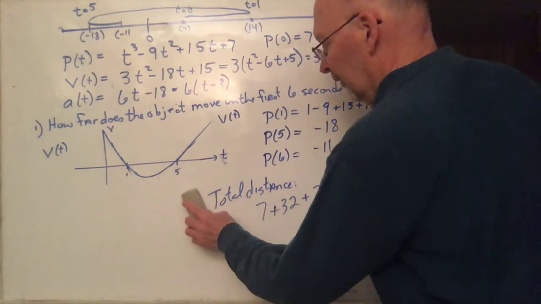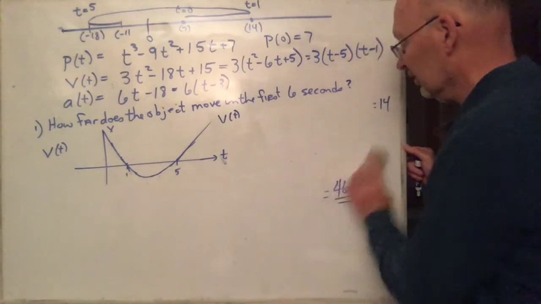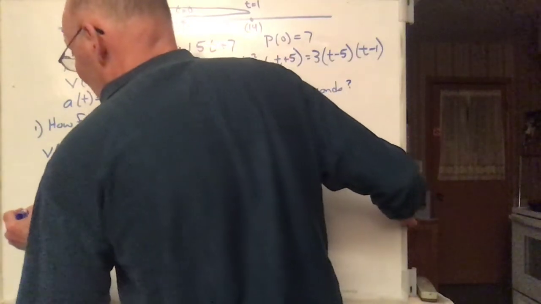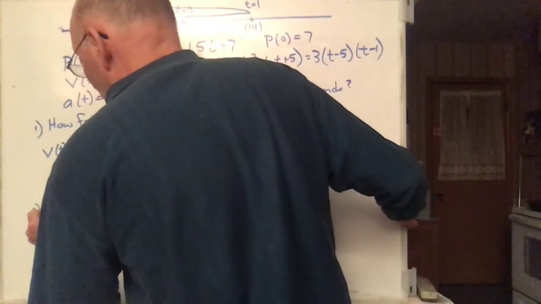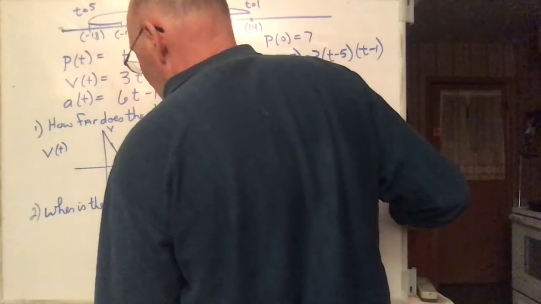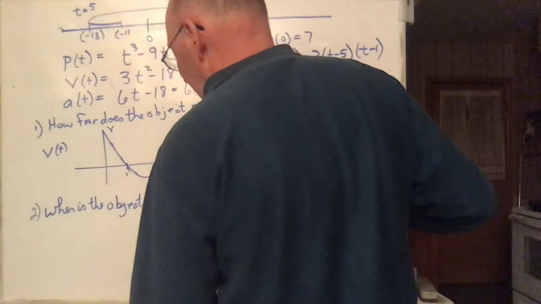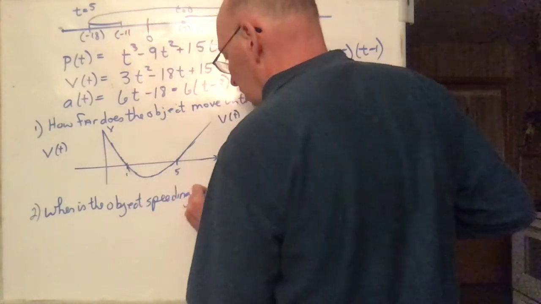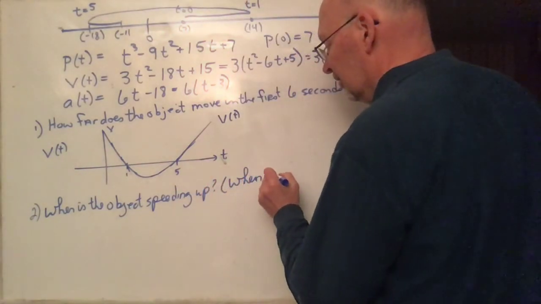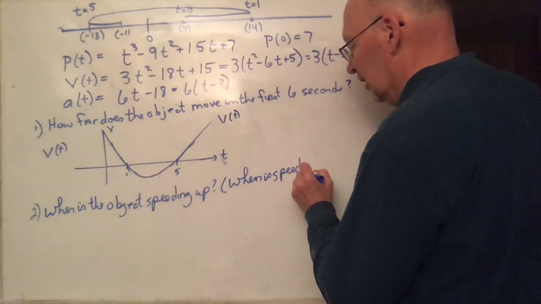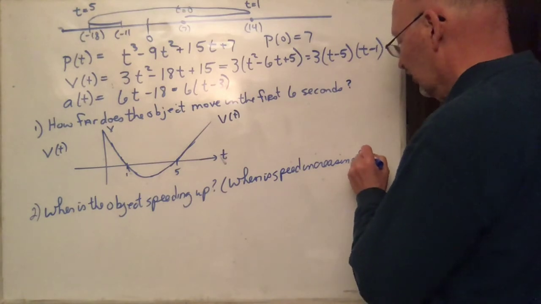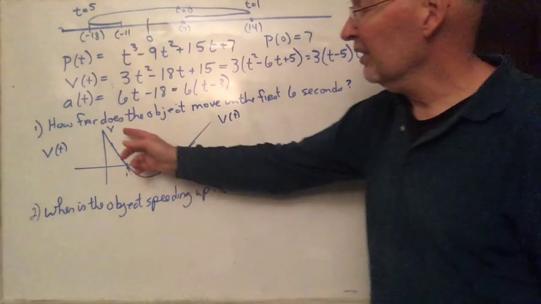I want to answer one other question here, just to show you how all this works. Question: when is the object speeding up? That is, when is the speed increasing? The reason I ask this question is to differentiate between the velocity and the speed.